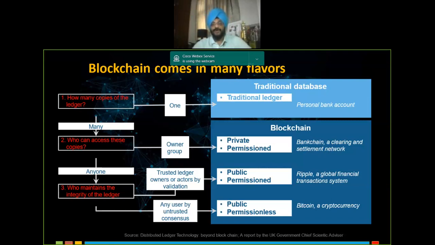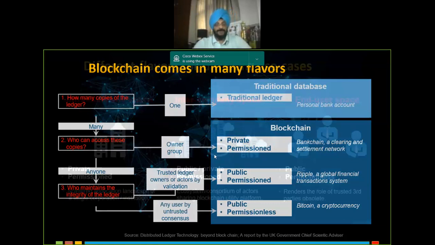And today what you have in banks, for example, is your traditional personal bank accounts. That's the ledgers which you have. So those are the traditional way of ledgers, and then you have the public and the private. So that's what you are able to have. Right, so this I already brought in.